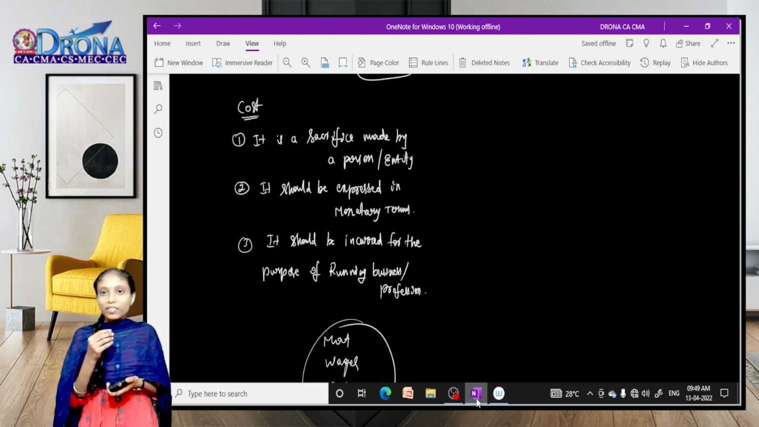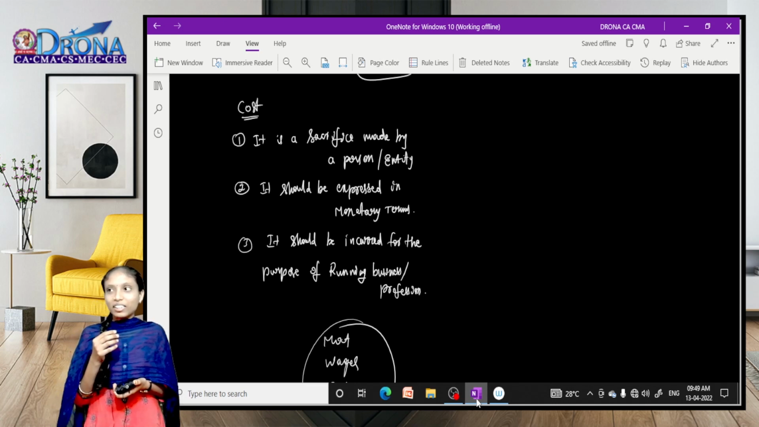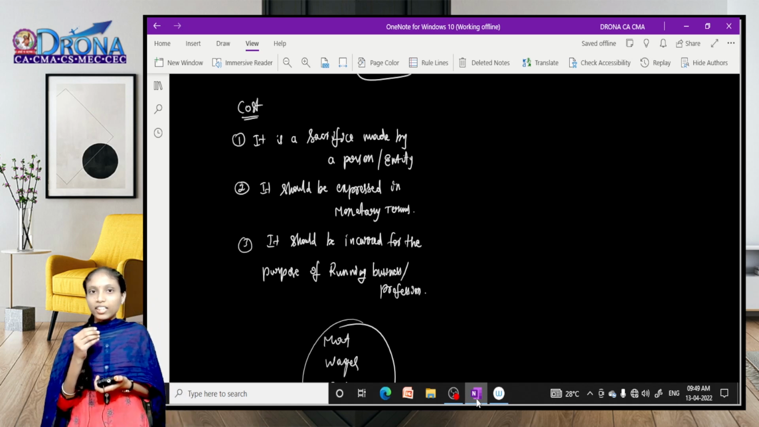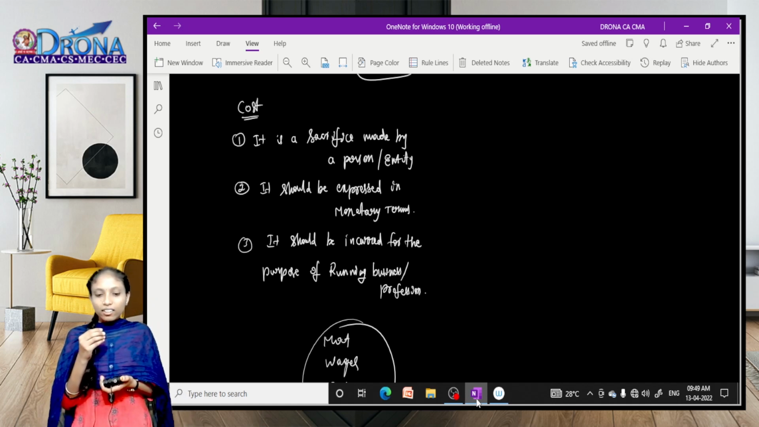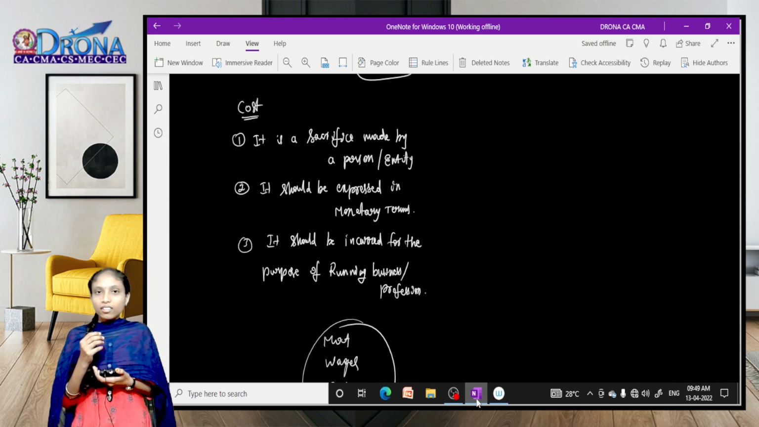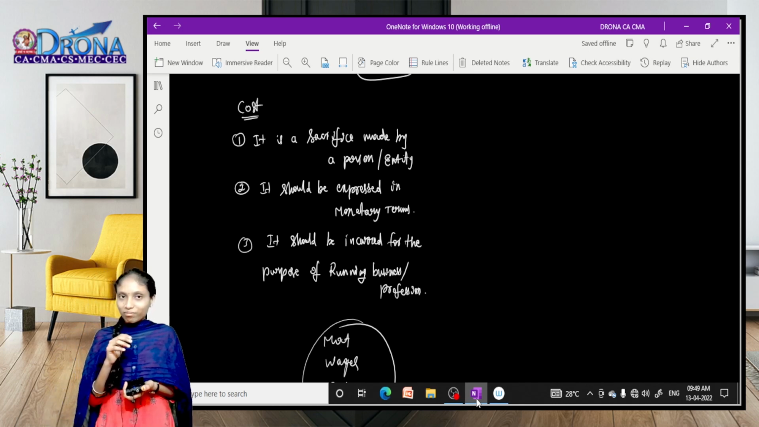Cost, it is a sacrifice made by a person or entity. It should be expressed in monetary terms. It should be incurred for the purpose of running business or profession. Cost is classified into three types. First one is stock valuation and profit computation.